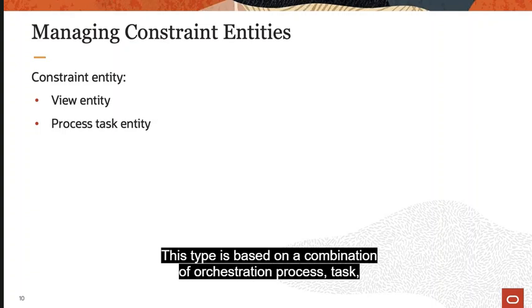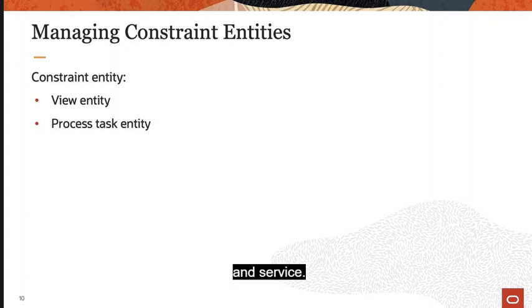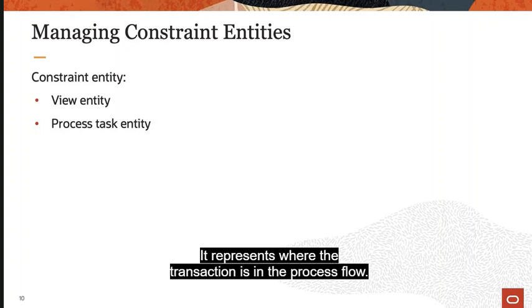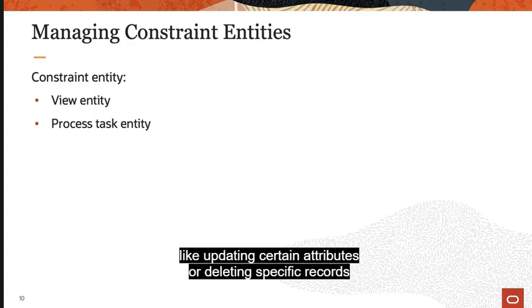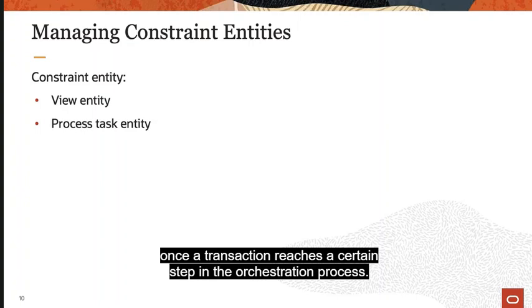This type is based on a combination of orchestration process, task, and service. It represents where the transaction is in the process flow. Process task entities can be used to block actions, like updating certain attributes or deleting specific records once a transaction reaches a certain step in the orchestration process.